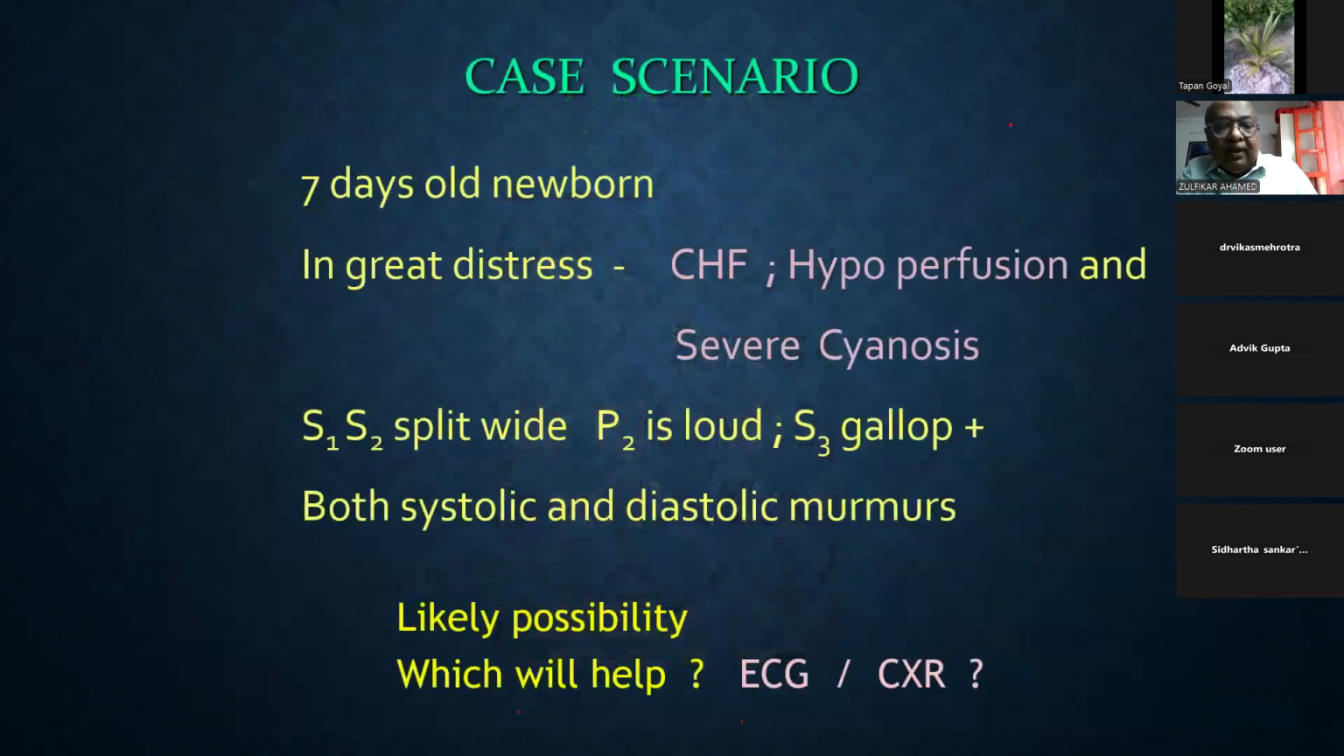Now we come to another interesting situation. So basically, we have tried to cover five major groups, reduce pulmonary blood flow into three subgroups, increase into two subgroups, that is a parallel circulation and admixture lesion. We come to another interesting condition, a 7-day-old baby with heart failure, hypoperfusion, and severe cyanosis. Very bad situation with a wide split second sound, loud P2, and both systolic and diastolic murmurs. So very sick baby with all the problems like heart failure, cyanosis, and hypoperfusion.